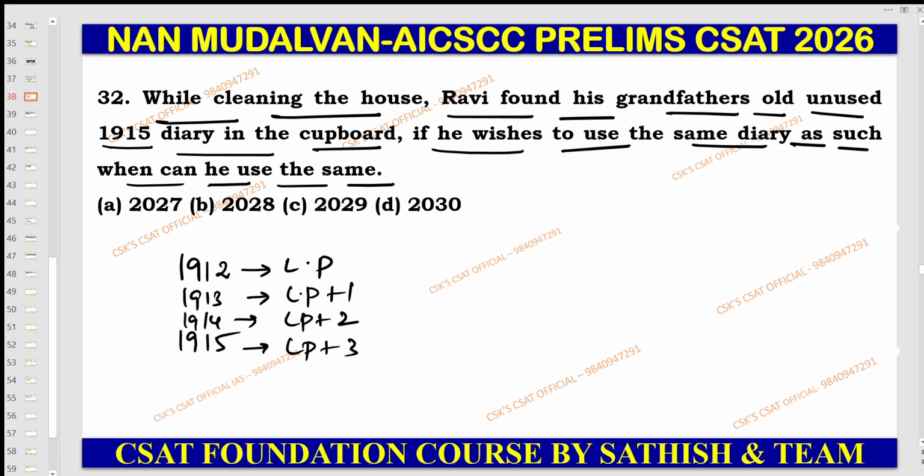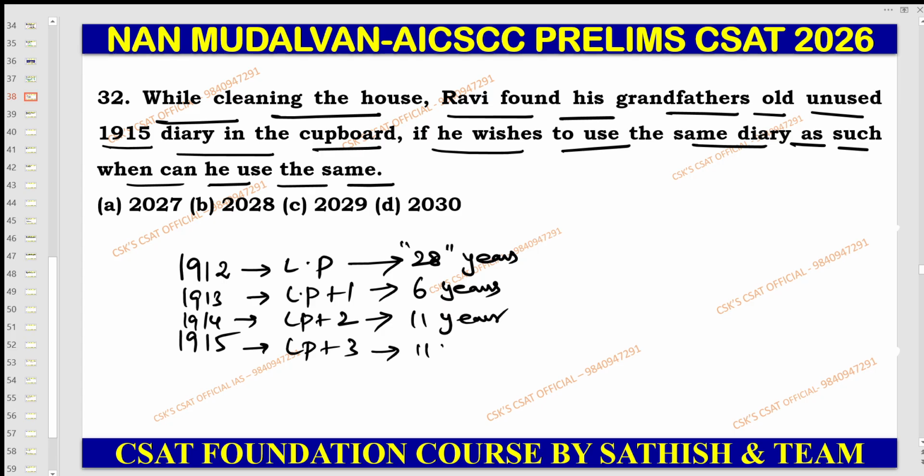Right. So the leap year repeats every 28 years. Leap year plus 1, which means the immediate year, repeats every 6 years once. Here, for the subsequent years, leap year plus 2 repeats 11 years once. Here this also is 11 years.